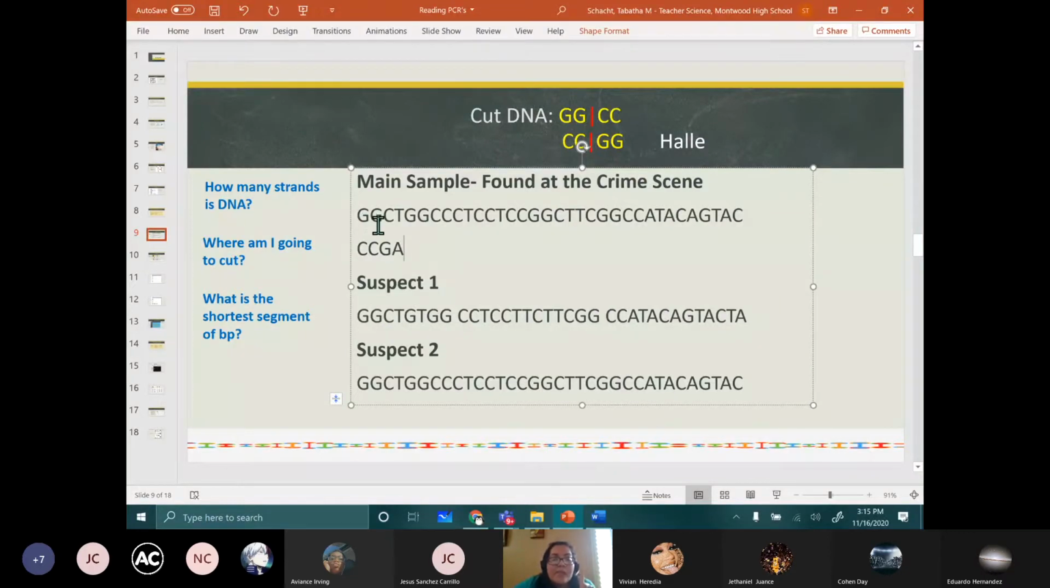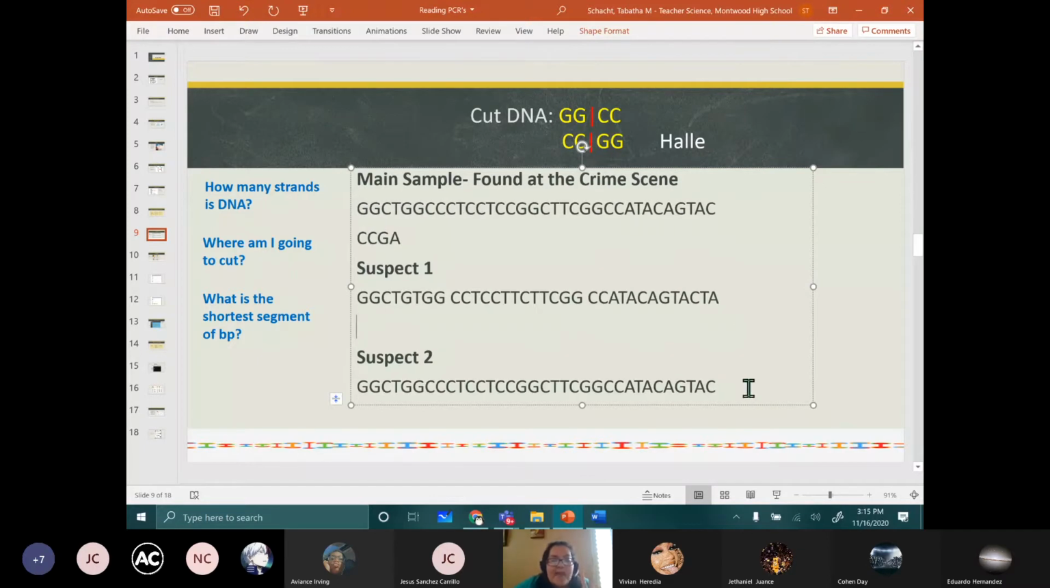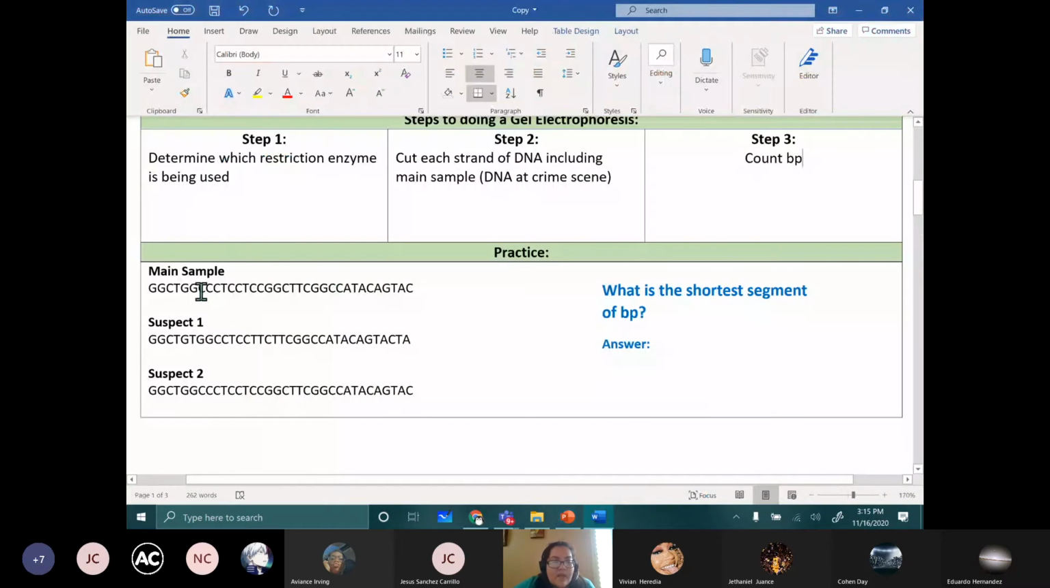I'm going to give you guys 1 minute. What I want you to do is make each of these into 2 strands. Each of these should have 2 strands, so you're going to figure out what letters pair with it. Are we good with that? I'm going to give you guys actually 2 minutes. So at 3:17, we should be done making 2 strands on all 3 of these. You're doing that on this one right here. Okay?